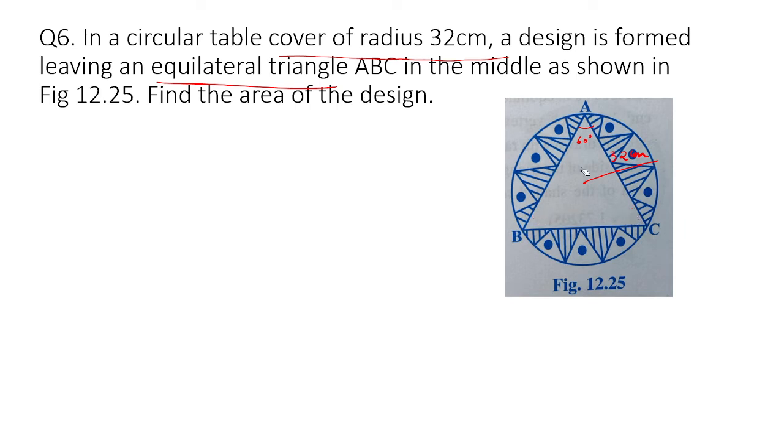So here we can easily find the area of the circle, because we already know the radius. The area of a circle is pi r square. Since we know the radius, we can directly find it. But we need to find this equilateral triangle, because they have not given anything about its length. So if we take a center point O, from the center to A is the radius, from the center to the point B is also the radius of the circle, and from the center O to C is also the radius.